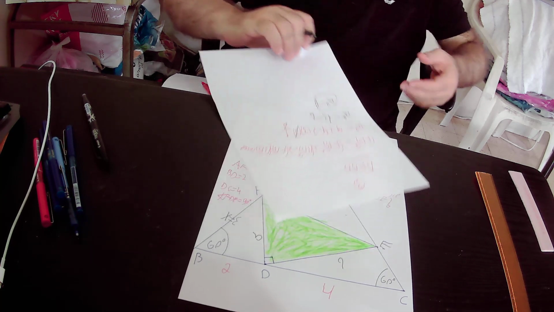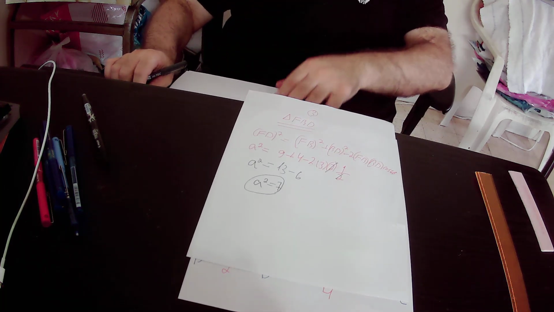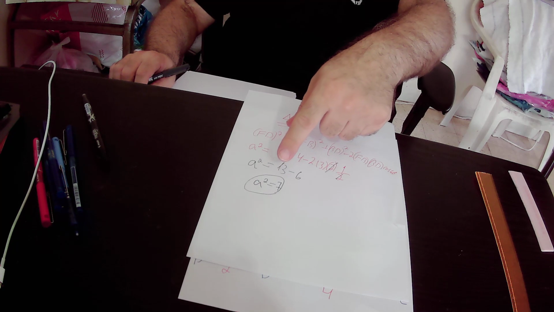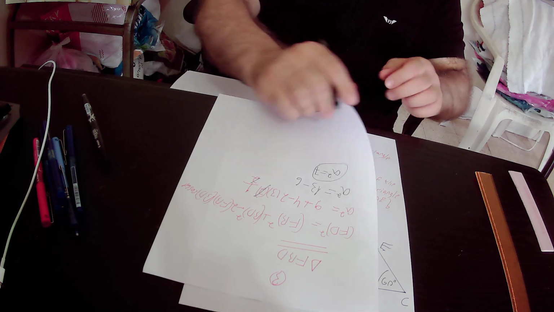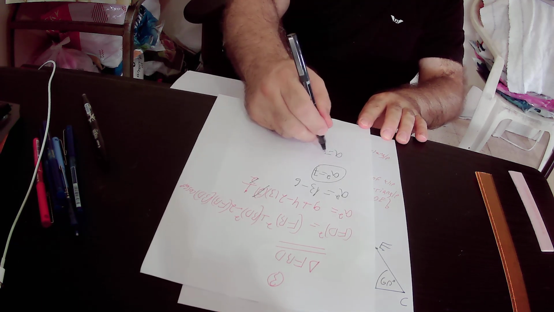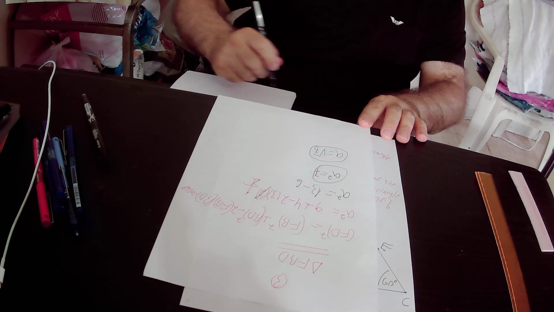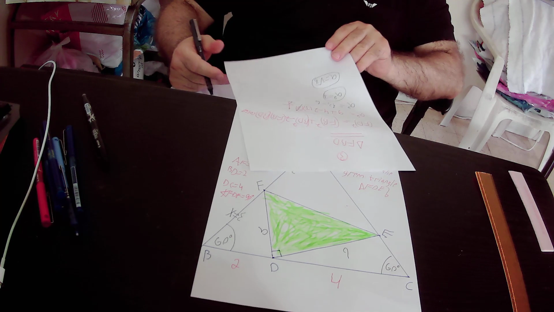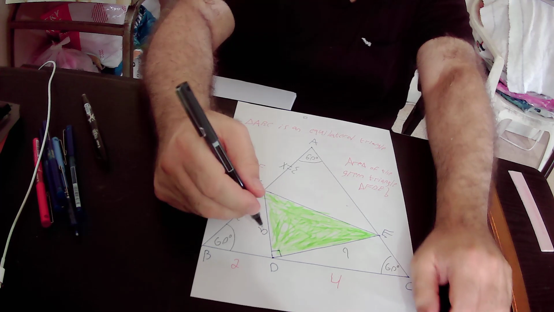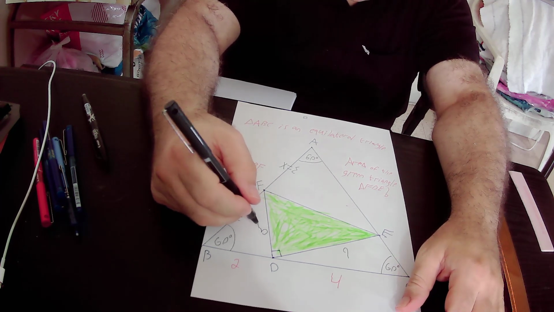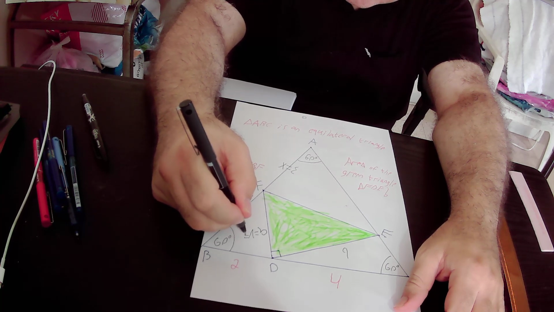Okay, A squared equals 7, so we can take the root of this equality and we will get that A equals the root of 7 units. Okay, A equals the root of 7 units, so we can write here that A equals the root of 7 units.